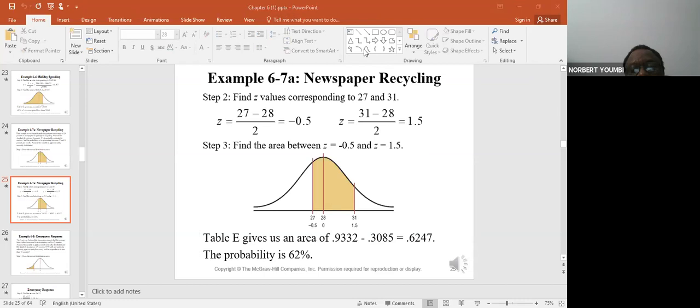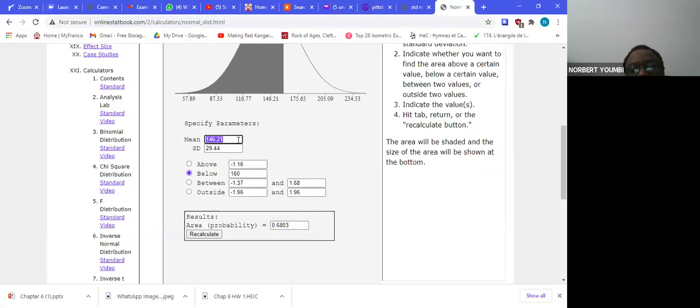You can also use your Google calculator. With the Google calculator, here we have the mean was 28. The standard deviation was 2. We were dealing with probability between 27 and 31. And we have 0.6247. As you can observe, for questions involving probability or area, using the Google calculator is much easier.